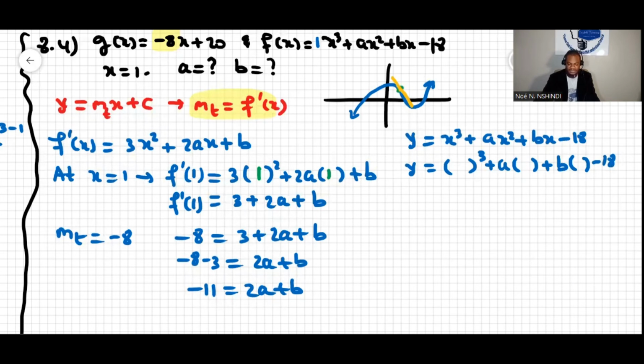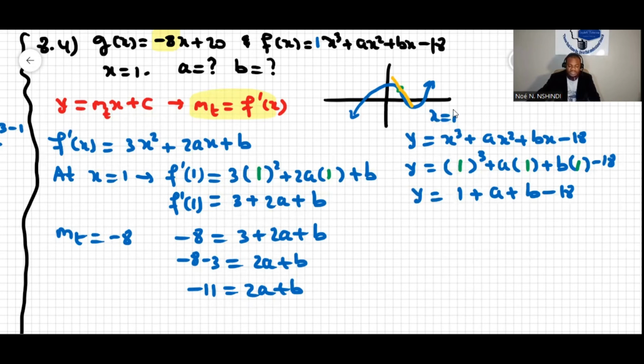If I sub in x, which is 1 there, then y will be equal to 1 plus a plus b minus 18. But now this is the y value of x equal to 1, okay? Let me write here x is equal to 1. Now, it's going to be the same.